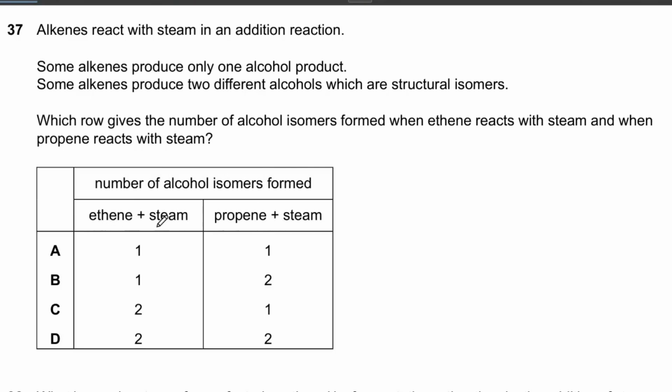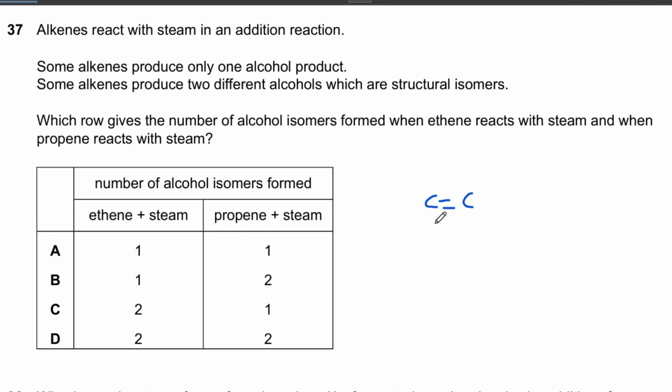So for ethene and steam, the number of isomers that is going to be formed is only 1. Why? Because ethene has only 2 carbons. So the alcohol functional group, which is OH, can either be on this carbon or on this carbon. If it's on this carbon, it's going to be ethanol, and on this carbon, it's still going to be ethanol. So the number of isomers formed is only 1. That narrows our options to A and B.